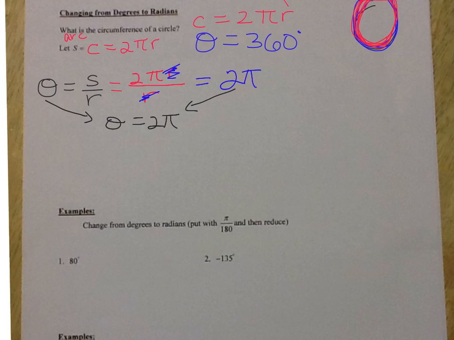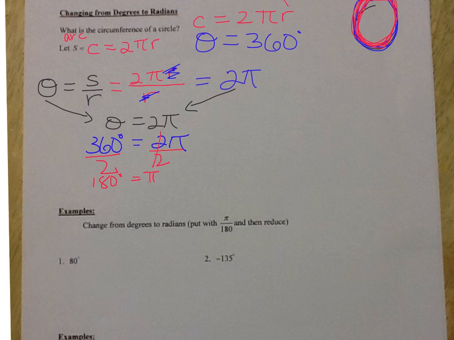But we know what theta is. Theta, which is a whole circle, is 360 degrees. So by substitution, theta, 360 degrees, is equal to 2 pi. So if I now divide everything by 2, I get theta is equal to 180 degrees. So that you have to know. You need to know 2 pi is equal to 360 and pi is equal to 180 degrees.